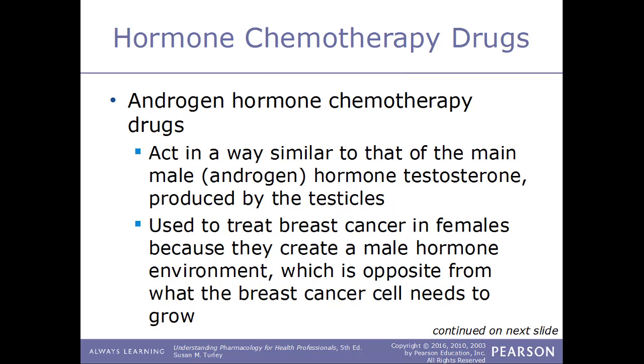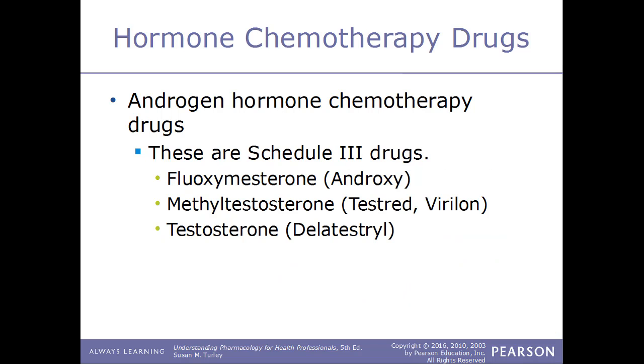And one type of the hormone chemotherapy drugs include the androgen hormone drugs. And these act in a way similar to that of the main male hormone, testosterone, which is produced by the testicles. And these are used to treat breast cancer in females because they create a male hormone environment, which is exactly opposite that the breast cancer cells need to grow. And these kind of chemotherapy drugs are Schedule 3 drugs. And some examples of them would include fluoxymesterone, which is known by the trade name Androxy, methyltestosterone, known by the names Testrid and Verilon, and testosterone, known by the trade name Deletestrel.